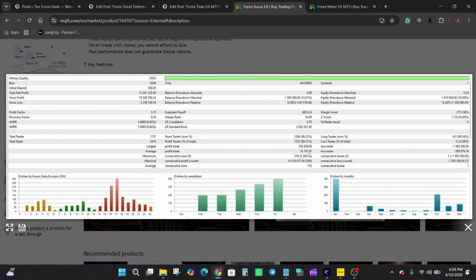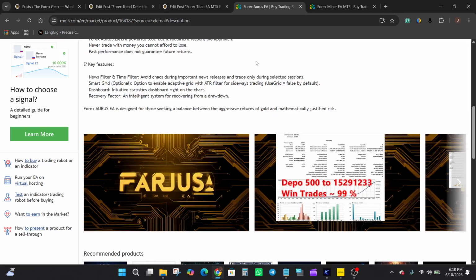Average profit 10,741.91. Average loss 269,879.74. So this tells me that the average risk to reward ratio is very bad. All right, but then out of the total trades taken, the profitable trades were 1,725, meaning that the profit rate was 99.31%. So 99% of the trades were profitable. Okay, but the risk to reward ratio was pretty bad. High win rate, but low risk to reward ratio.